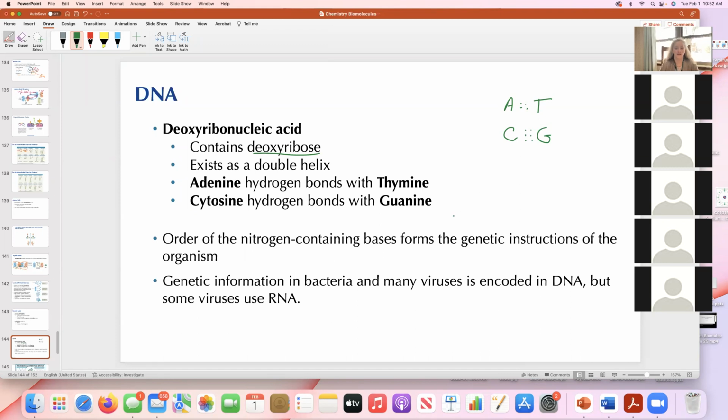Okay, all right. The order of all these bases going down the middle of our DNA molecule is kind of the secret code that forms the genetic instructions that tell the organism how to make, you know, it contains like the recipe for making all the proteins. It's kind of the genetic basis for making every individual organism. The genetic information in bacteria and a lot of our viruses will also be encoded in DNA, although we'll see that some viruses use RNA.